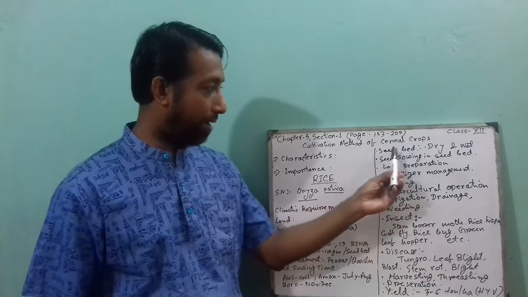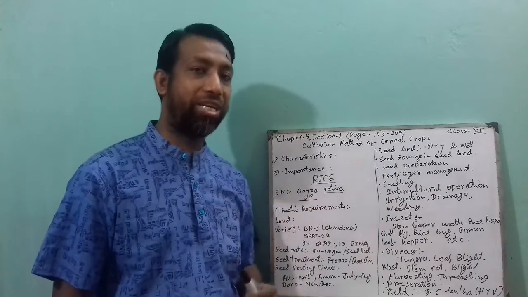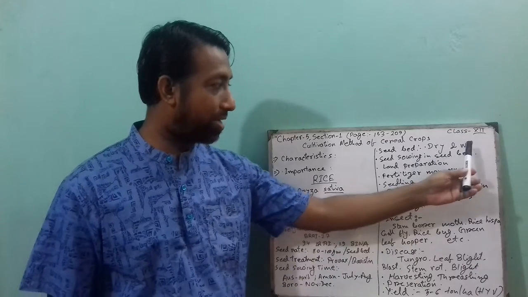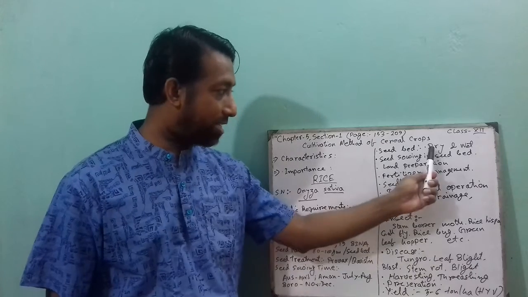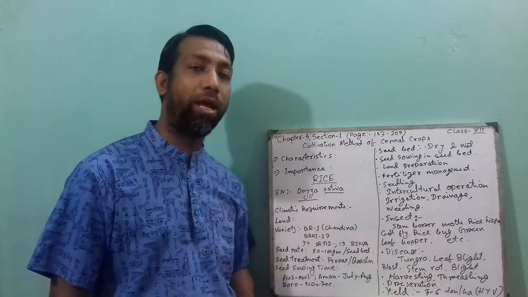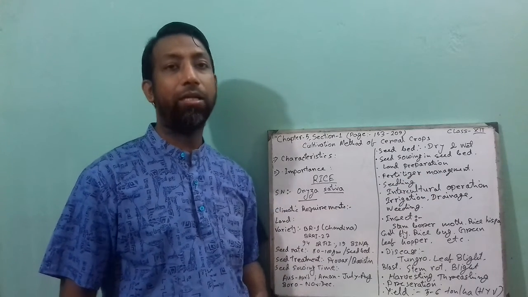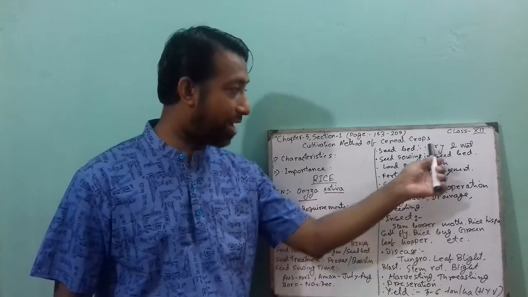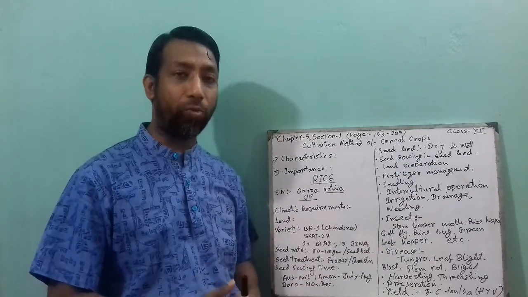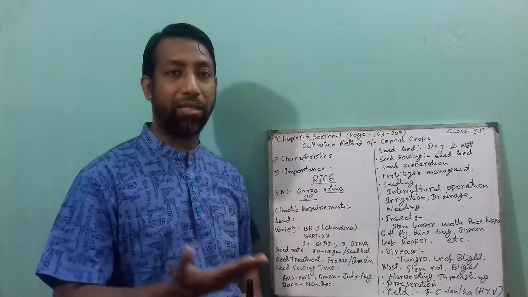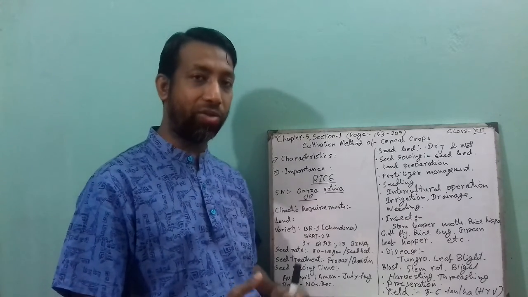So, seed bed. There are three types of seed bed. One is dry seed bed, one is wet seed bed, and the other one is Dapok seed bed. But wet seed bed and dry seed bed are very popular in our country as well as in the world. What is the dry seed bed? Dry seed bed means there will not be enough water in the seed bed. That means the soil of that land is dry.